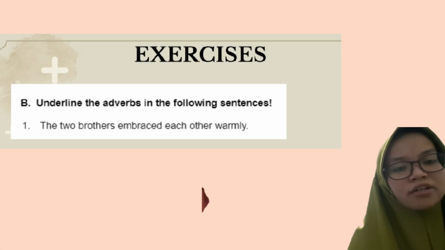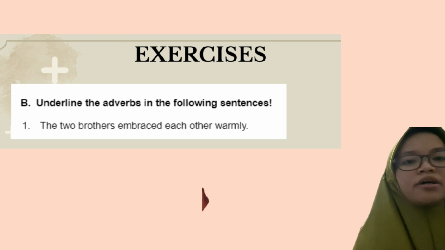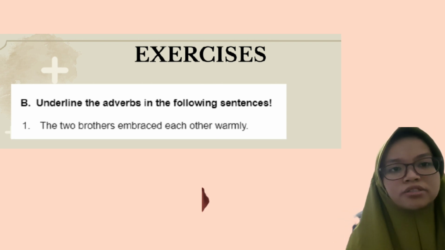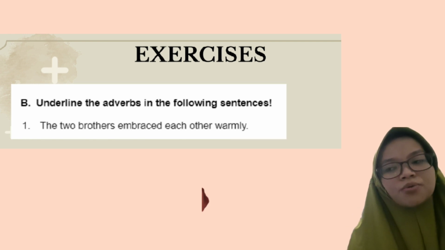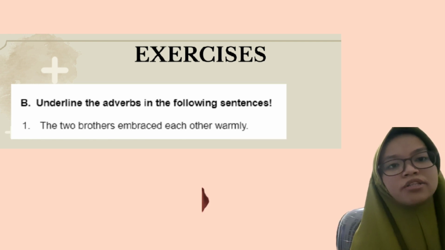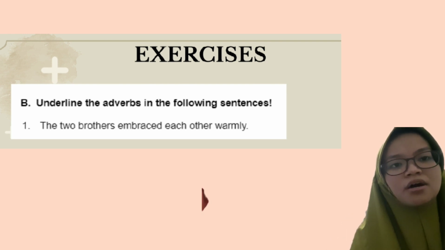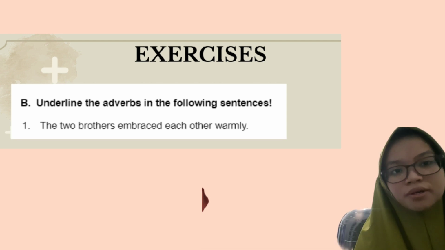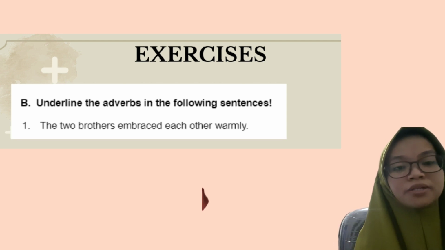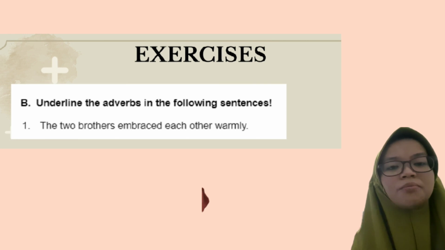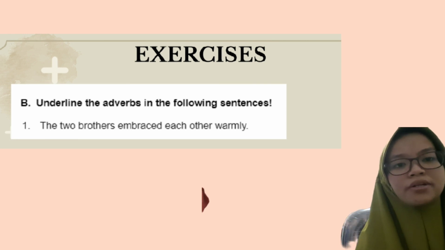Okay, for the next is adverbs. Adverbs exercise. That's for question number 1. The two brothers embrace each other warmly. So we should underline it. Where's the adverb? Look at the question. We can see the adverb it's to look. We can see it because it's the action I'm describing. So the adverb is warmly, because warmly is an adverb of manner.